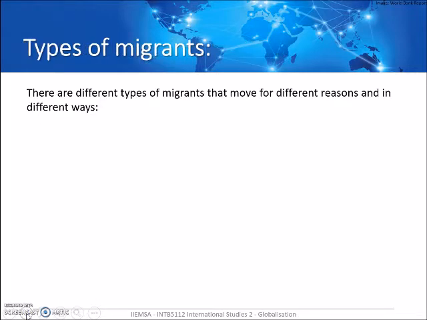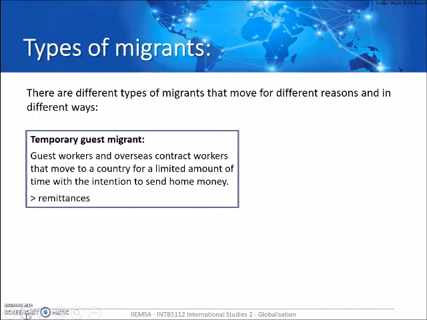Now, when we talk about migration, it's important to keep in mind that there are different types of migrants, and they move for different reasons and in different ways, right? One migrant, probably the traditional migrant that a lot of people especially back in the day migrated as, is the temporary guest migrant. These are guest workers and overseas contract workers that move to a country for a limited amount of time, usually with the intention of doing a job there and sending money home, right? The money that they send home is what we call remittances. We're going to look at it a bit later in the lecture.